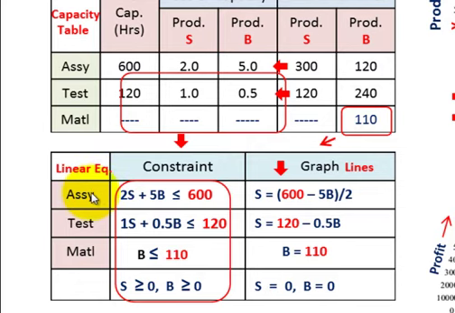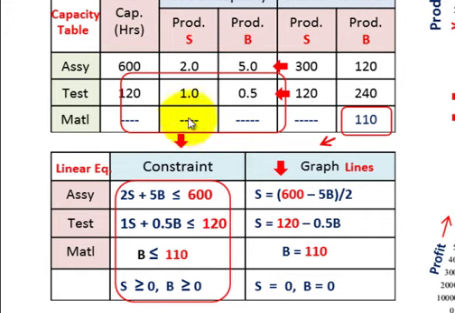Okay, so setting up our linear equations as they are here, we're going to work off our capacity table. For our assembly, our constraint is S: we've got 2 hours for every S, plus 5 hours for every B. 2S plus 5B has to be less than or equal to the total available capacity for assembly, which is 600 hours. Okay, so that's for assembly.